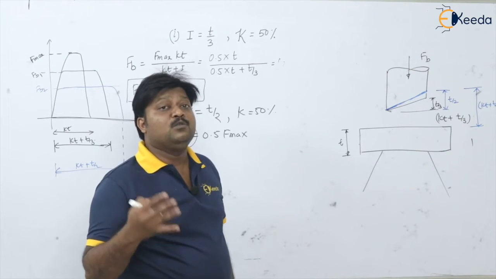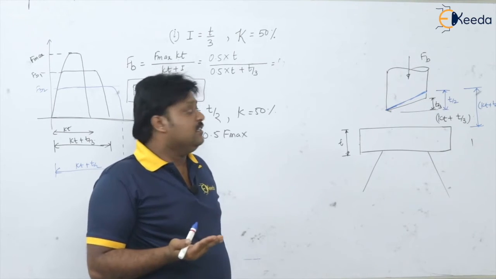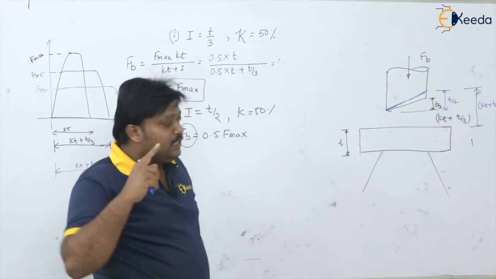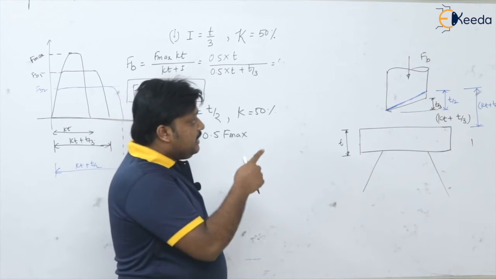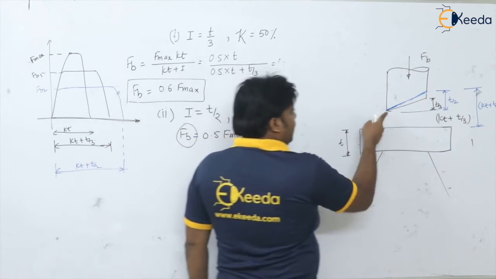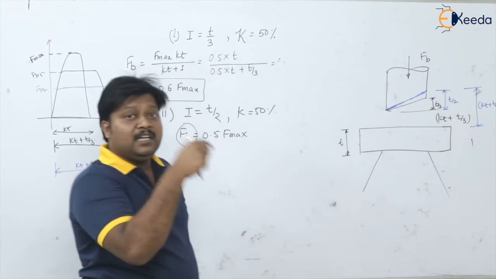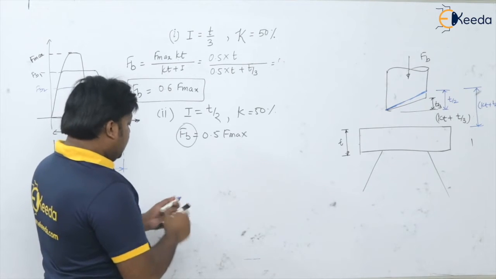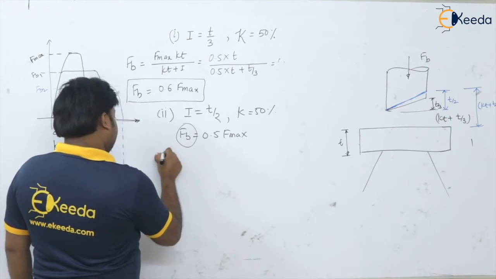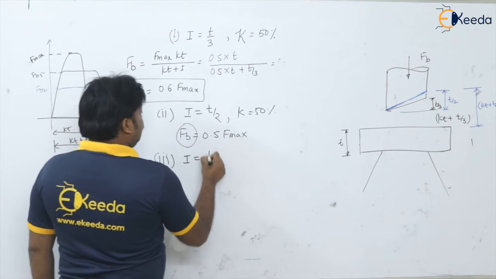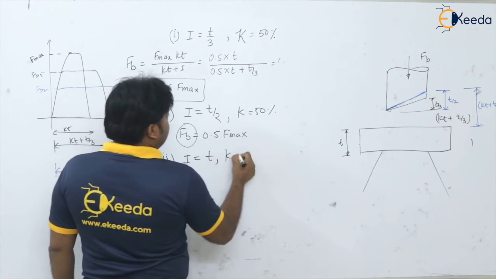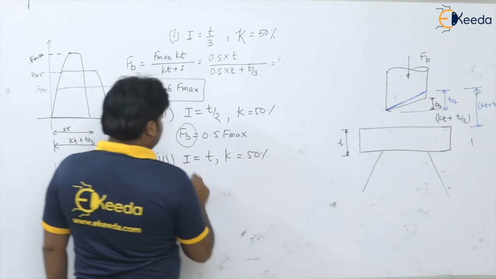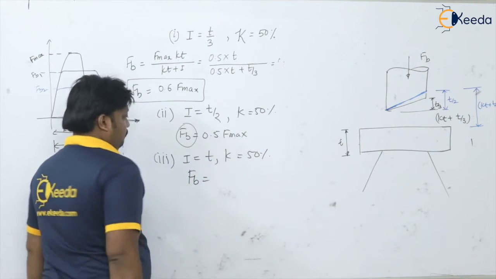Now the tool is going to be weaker and weaker. See, no doubt, load is going to decrease. It is taking a pinpoint shape, isn't it? But at the same time, the strength of the tool is going to decrease there. Please see. Now again, if I go for the third case, that is I is equal to T and K is equal to 50%. Tell me what will be the FB.